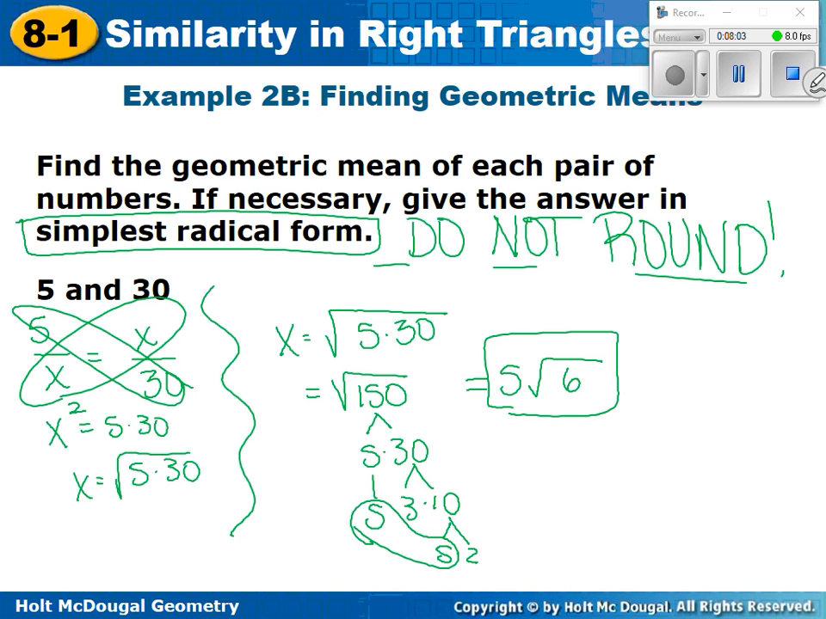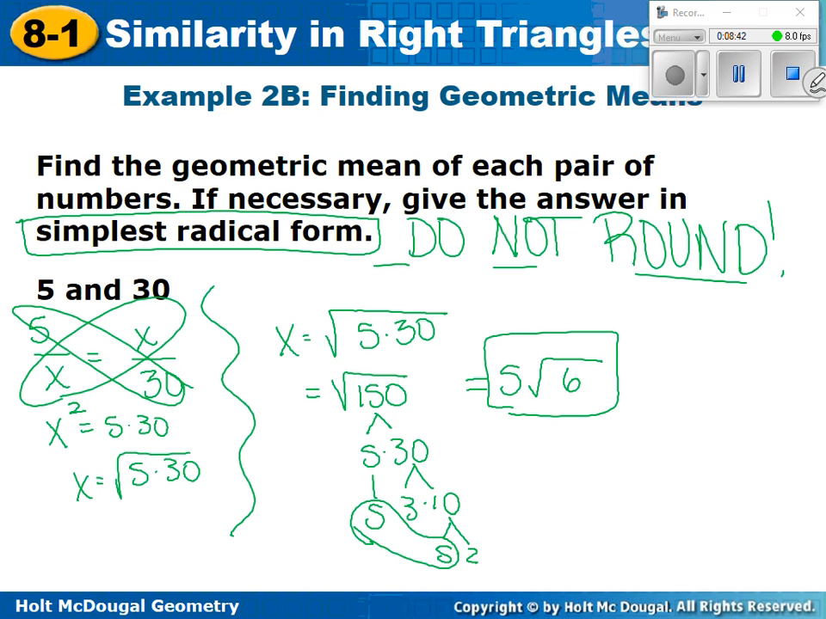Okay, so one more time. If I want to find the geometric mean between two numbers, what do I do with those two numbers first? What's the shortcut? Multiply them. Then what do I do? Take the square root. Quick shortcut, easy. If I give you two other numbers, let's say 3 and 12, what am I going to do to find the geometric mean? Multiply them. What's 3 times 12? 36. And then what am I going to do? Take the square root. So the square root of 36 is 6.